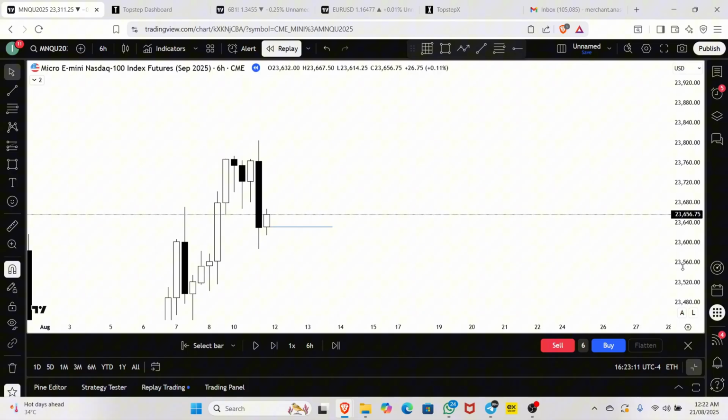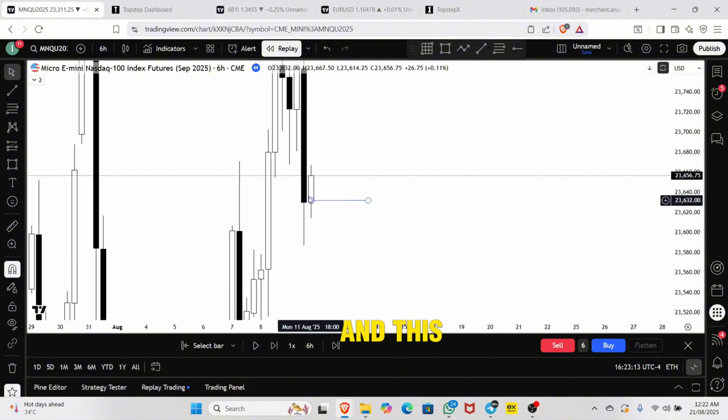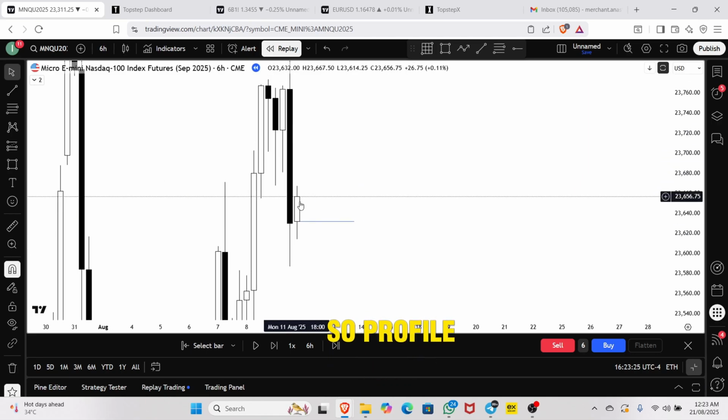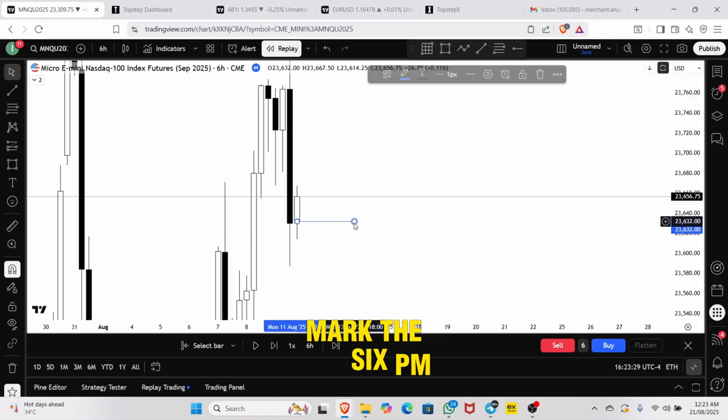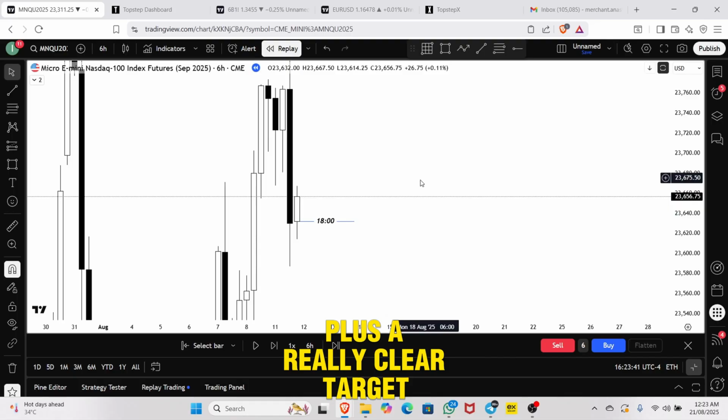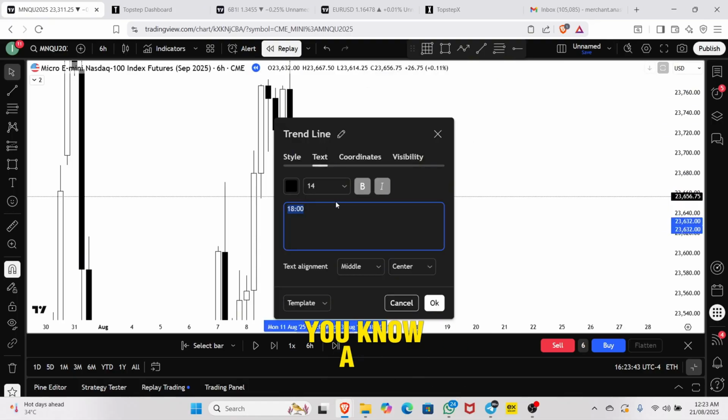This one single profiling of the chart has actually helped me get funded in my Topstep. So profile the day according to the opening of the 6 p.m. Mark the 6 p.m. out, and see if you have a crack in correlation plus a really clear target for yourself, like a draw on liquidity, I would say.